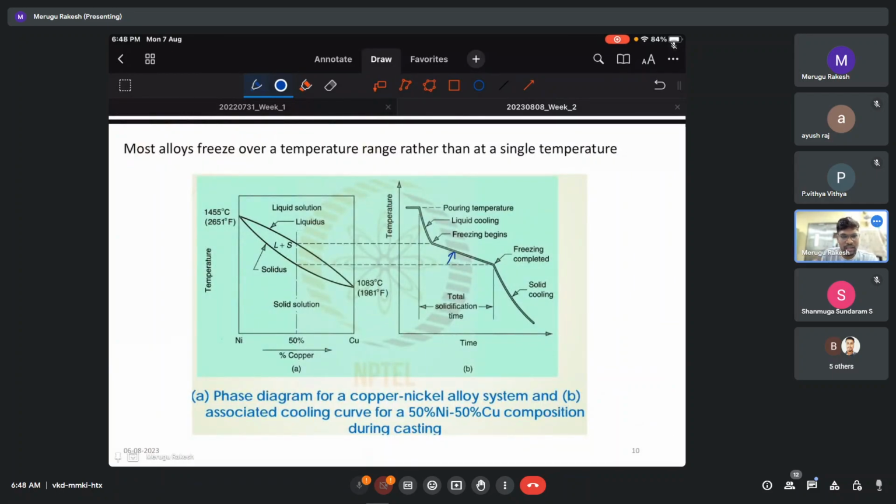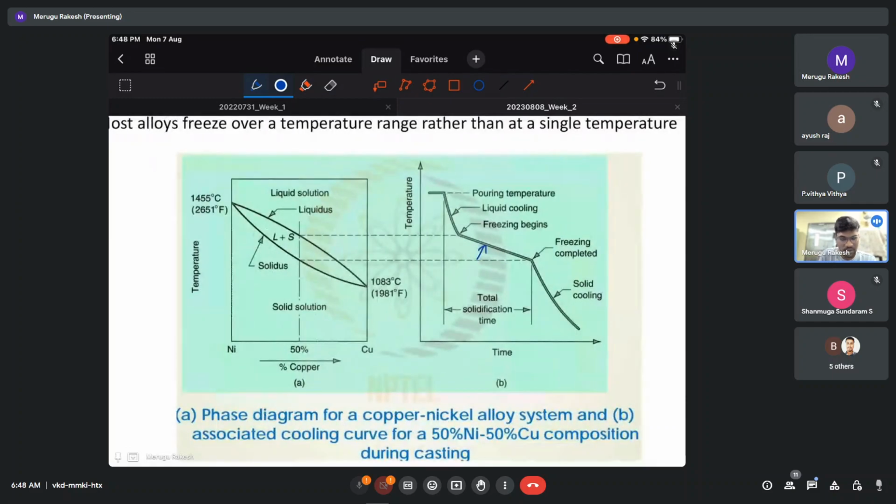We call it mushy because it looks like a paste, some paste that we see, because it consists of solid as well as liquid. This liquid as well as solid, as you see on the left side, is in this diagram. On the right side, the time temperature is taken for a particular concentration, that is at 50%. So this is called a phase diagram.